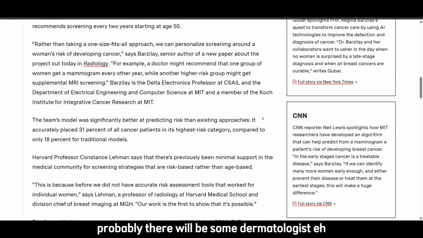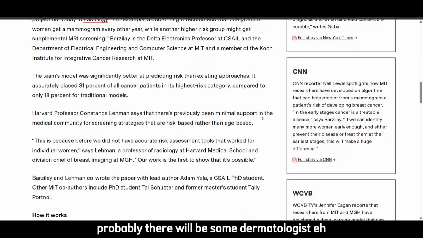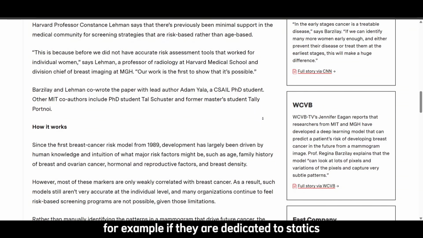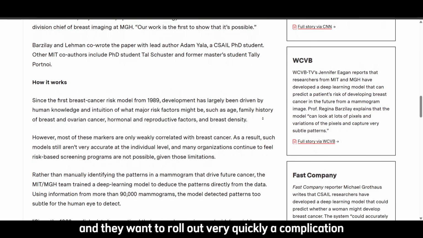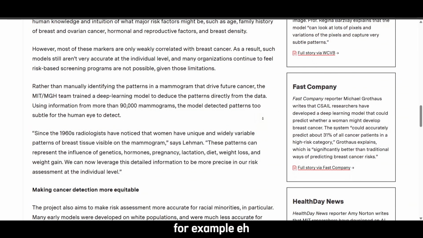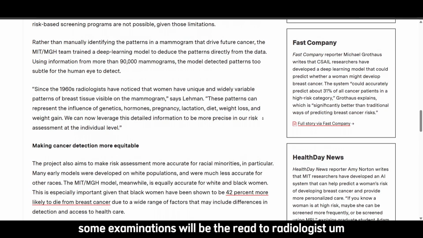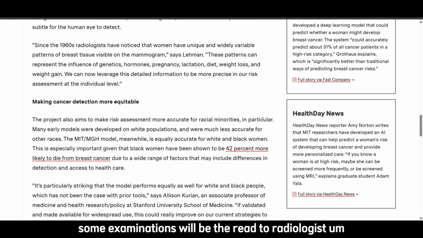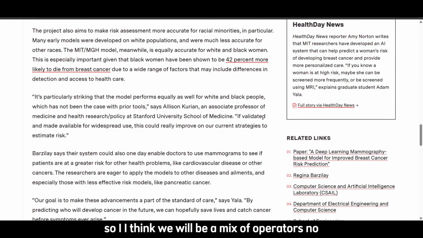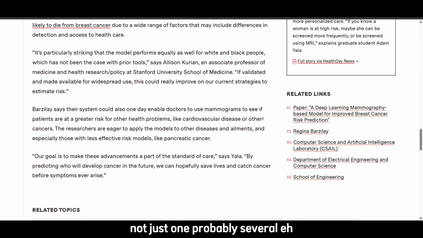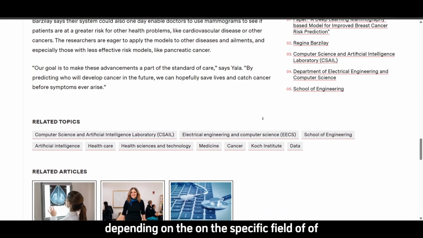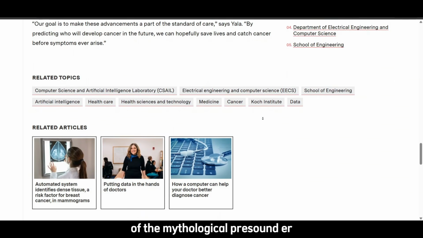I think the reality will vary from country to country. Probably there will be some dermatologists that will have their machines in their offices. For example, if they are dedicated to aesthetics and they want to roll out very quickly a complication, for example. Some examinations will be for radiologists. So I think it will be a mix of operators, not just one, probably several, depending on the specific field of dermatological ultrasound.